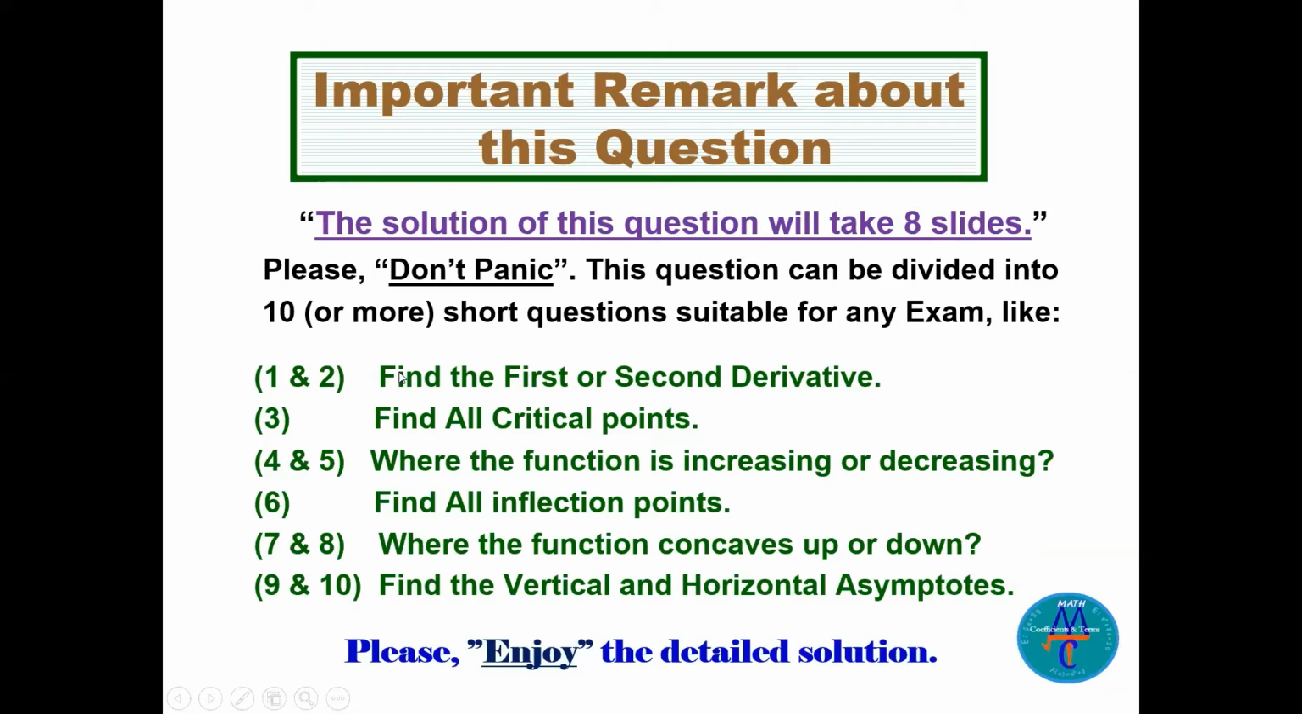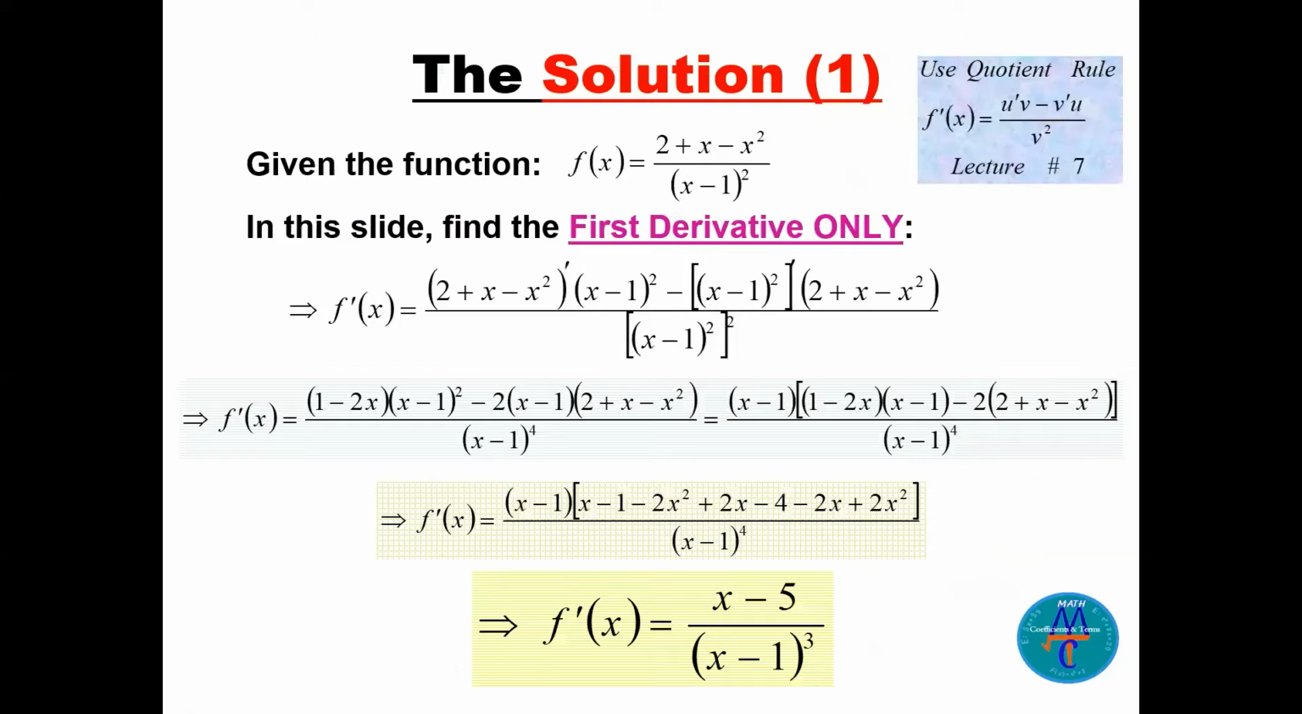We can say, for this rational function, find the first or the second derivative. That will be a question. We can say find all critical points. We can ask where the function is increasing or decreasing. We can ask find all inflection points. We can say where the function concaves up or down, or find the vertical and horizontal asymptotes, and many other questions. So please enjoy the detailed solution.